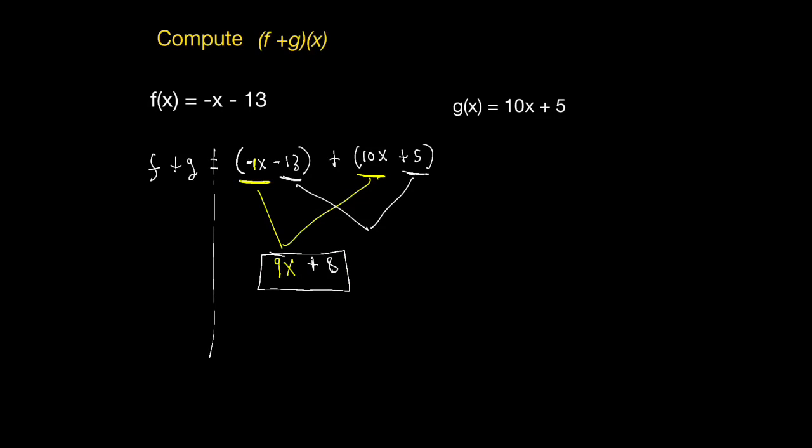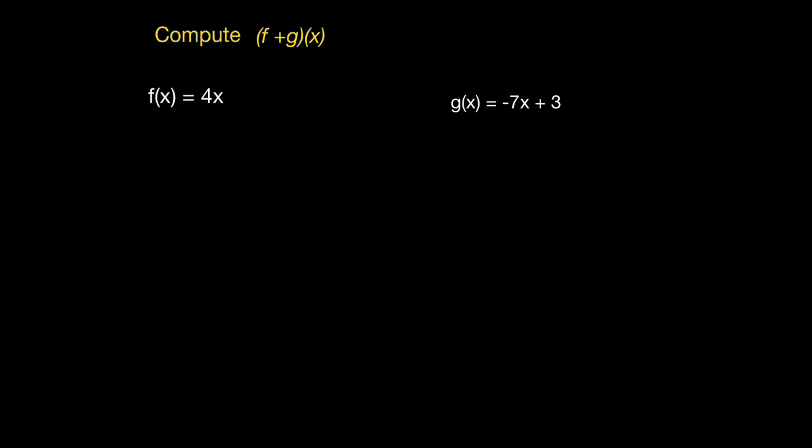So let's do one more. So here we have f plus g. So we have to add them together. So f plus g is going to equal the same thing as 4x. This is my f. We have to add it to negative 7x plus 3. Negative 7x plus 3, that's my g.